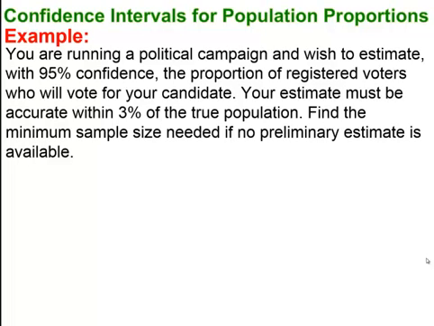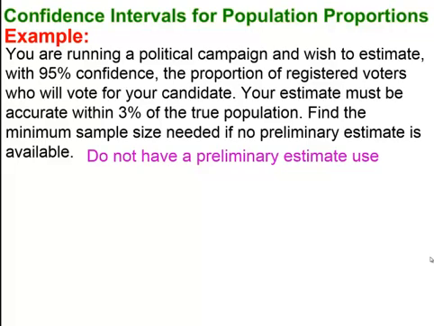So here we're going to do an example. You are running a political campaign and you wish to estimate with 95% confidence the proportion of registered voters who will vote for your candidate. Your estimate must be accurate within 3% of the true population. Find the minimum sample size needed if no preliminary estimate is available. What that means is there's no preliminary estimate, so your p hat and your q hat, you would use the 0.5.